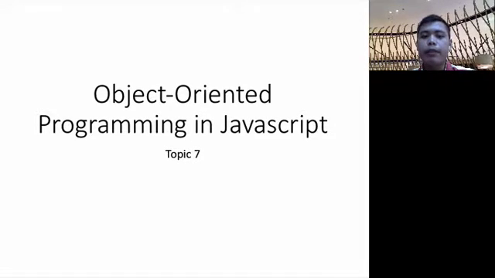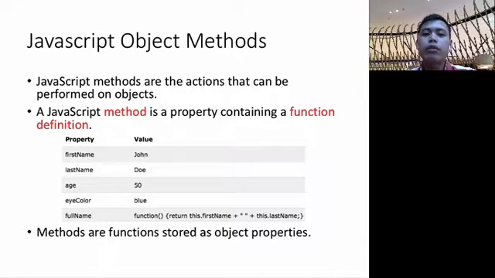With topic 7, we now talk about object-oriented programming in JavaScript. JavaScript object methods are actions that can be performed on objects. A JavaScript method is a property containing a function definition.